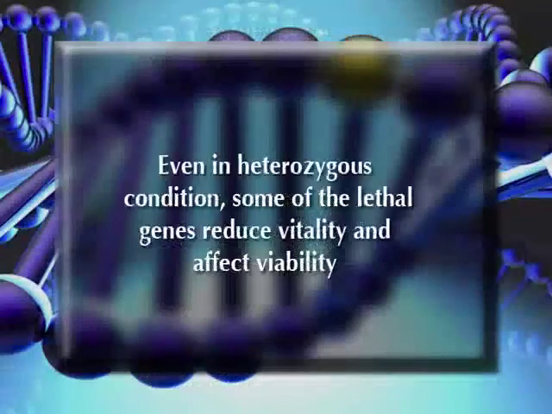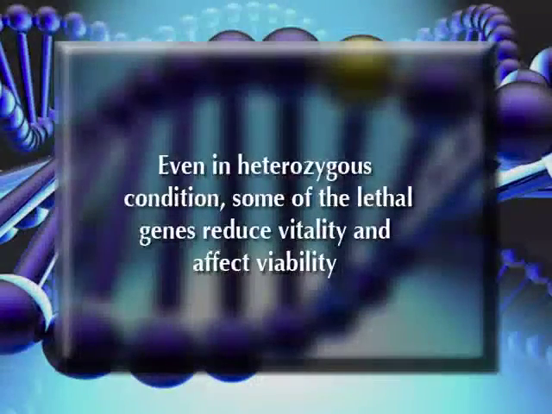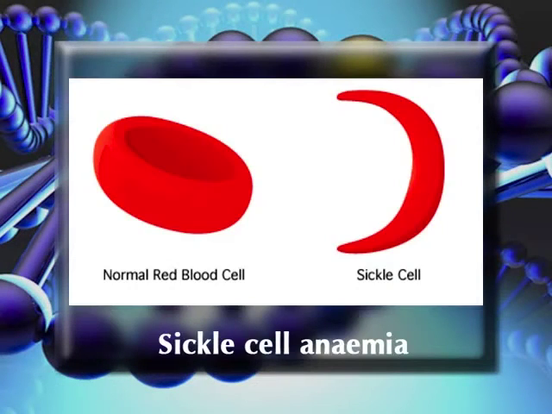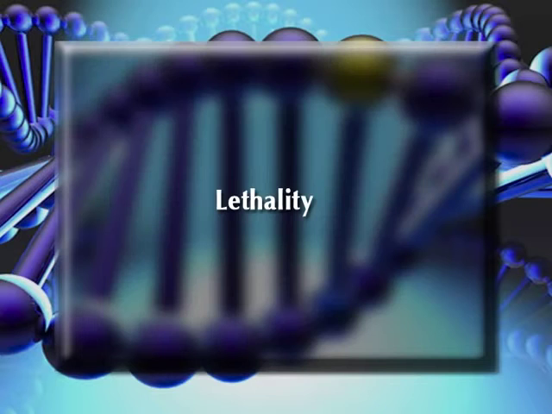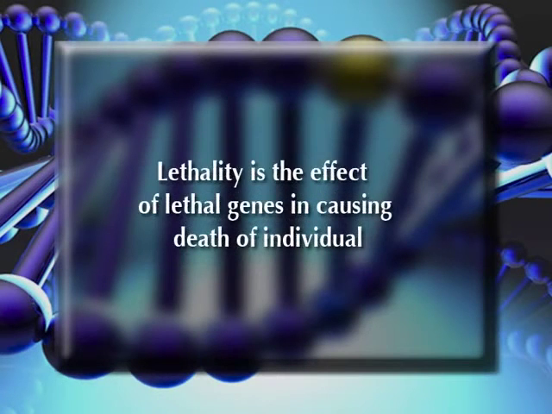Even in heterozygous condition, some of the lethal genes reduce vitality and affect viability. Example: sickle cell anemia under stress, curly wings in Drosophila. Lethality. Lethality is the effect of lethal genes in causing the death of the individual.